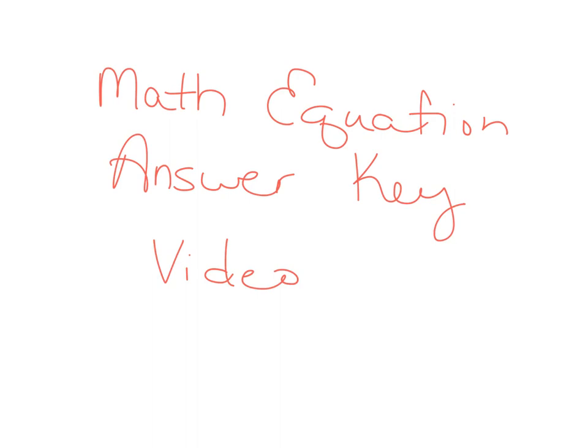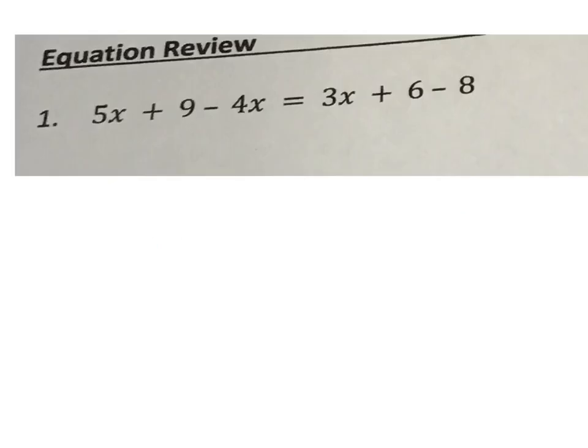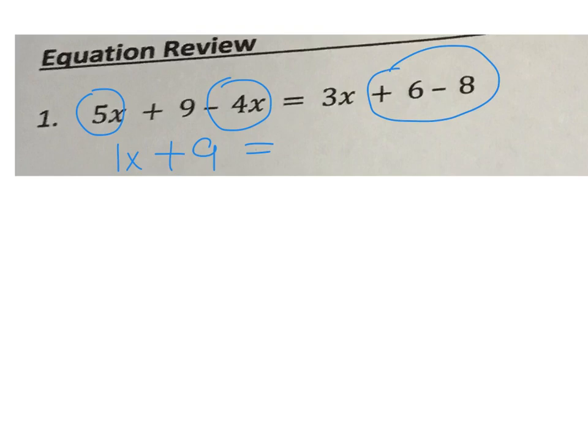I'm going to start working each problem out. All right, so here's problem number 1. What you should have done was, there is no distributive property, there are no fractions, so the first thing you should have done was combine like terms on the same side. So if I take 5x minus 4x, that gives me 1x plus 9. On the right-hand side, I have a positive 6 and a negative 8. If I put those together, that's negative 2, so I have 3x minus 2.